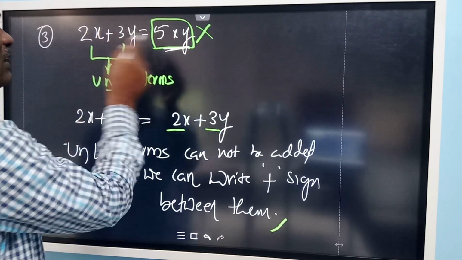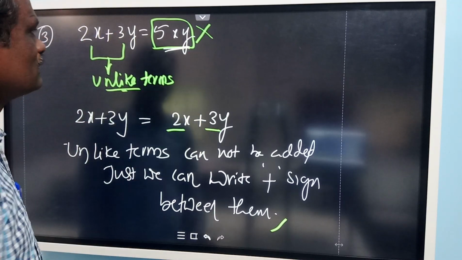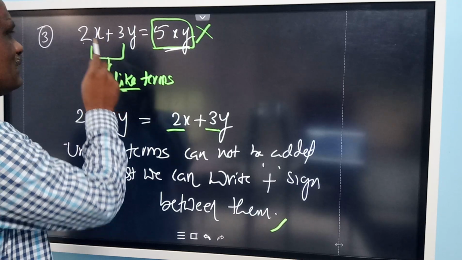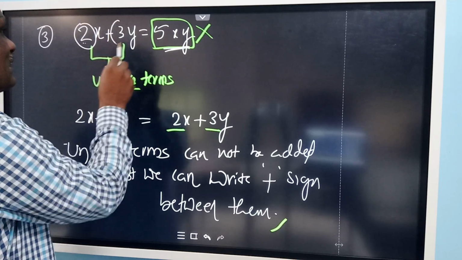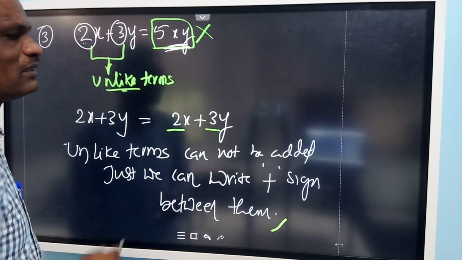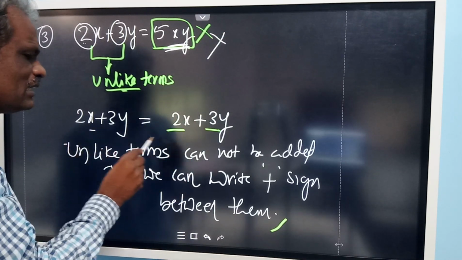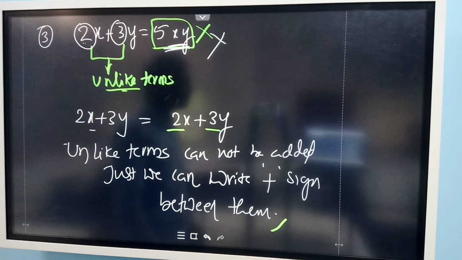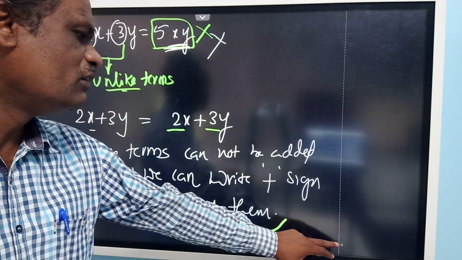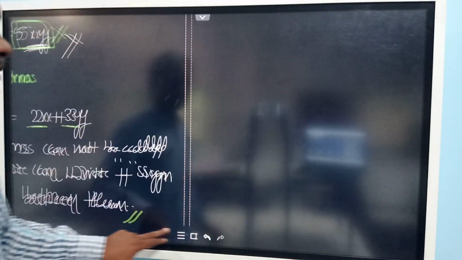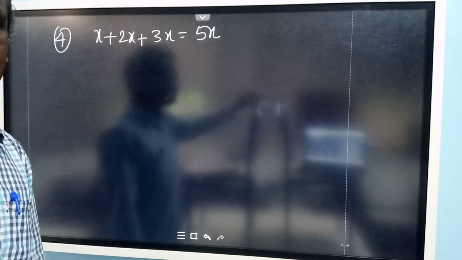3 plus 2 xy is totally wrong. Here the coefficients are added, these two coefficients are added, and then multiplied with xy. So it is totally wrong. Since these two are unlike terms, you have to write as it is by putting the plus sign between them. So addition of coefficients is not possible. So then we'll go to the next one.